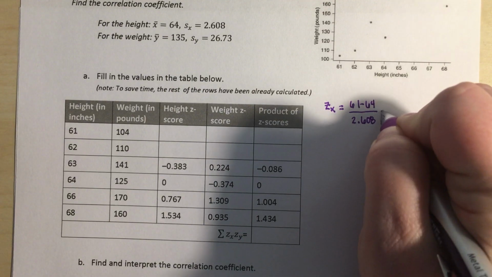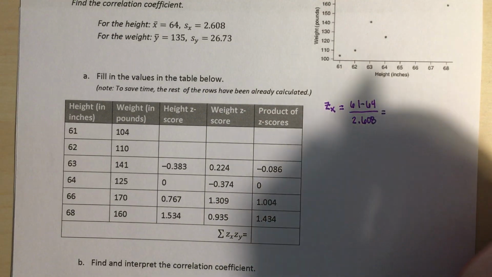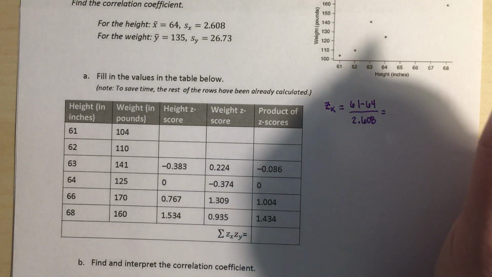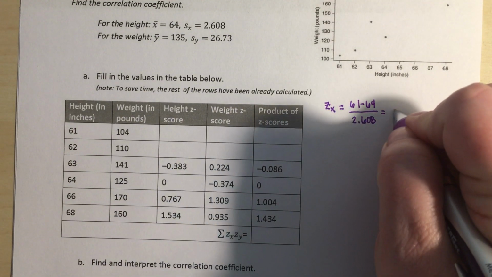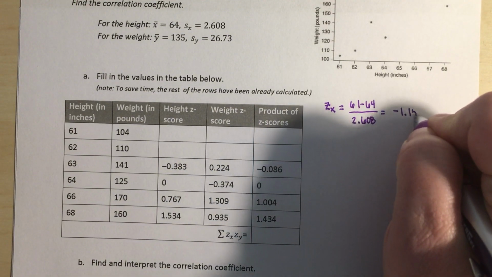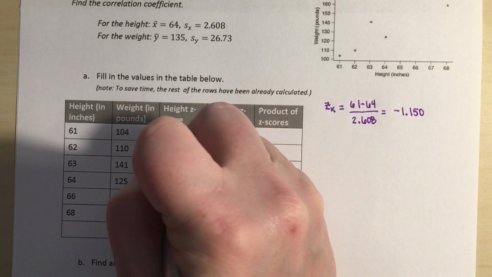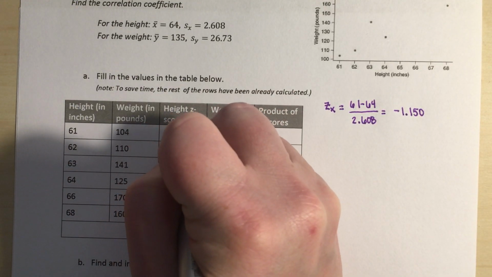All right, and then z-scores we usually round to 2 decimal places. I went ahead and left it as 3 decimal places for this calculation. So we get negative 1.150. So this is going to go right here.